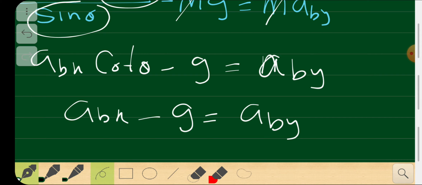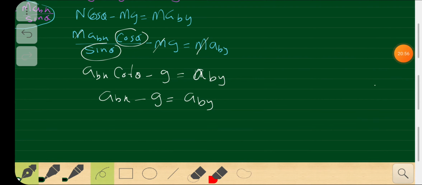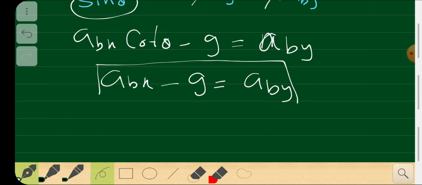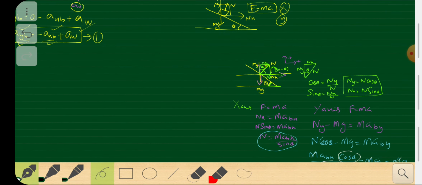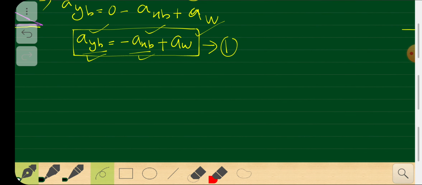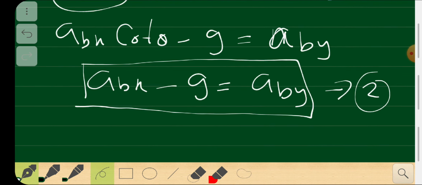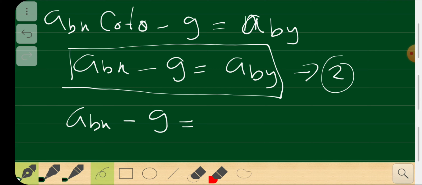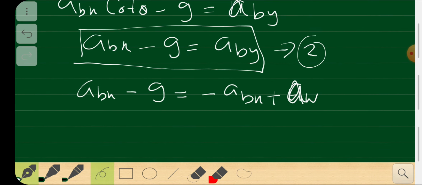Okay, so now what I can do is go back to equation 1. Let's call this equation 2. So I got two equations here connecting a_by and a_bx. So this is equation 2, and go back to equation 1. Equation 1 I had a_by is equal to minus a_bx plus a_w. So I'm going to substitute a_by back into equation 2. So you get a_bx minus g must be equal to a_by, which will be minus a_bx plus a_w, the acceleration of the wedge. So substituted equation 1 in 2.